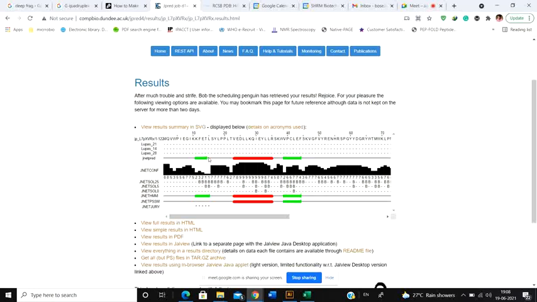Now these green arrows indicate that these are part of a beta sheet. The amino acids under which you see the green arrow are part of a beta sheet, whereas the red tube indicates the alpha helix nature.